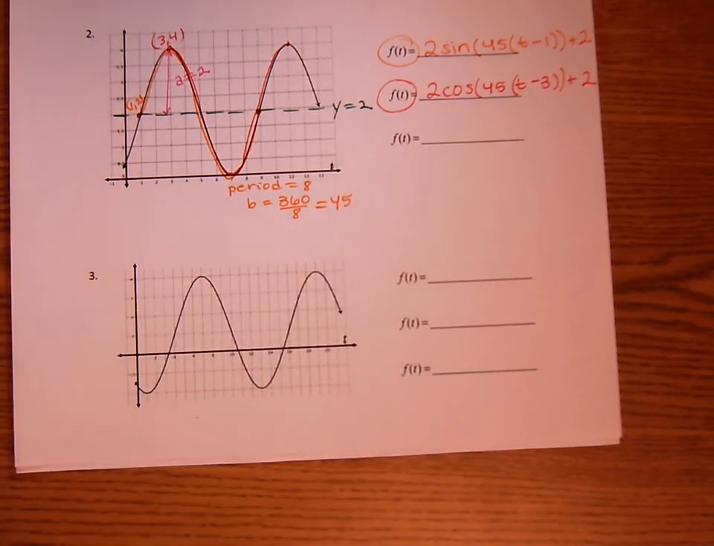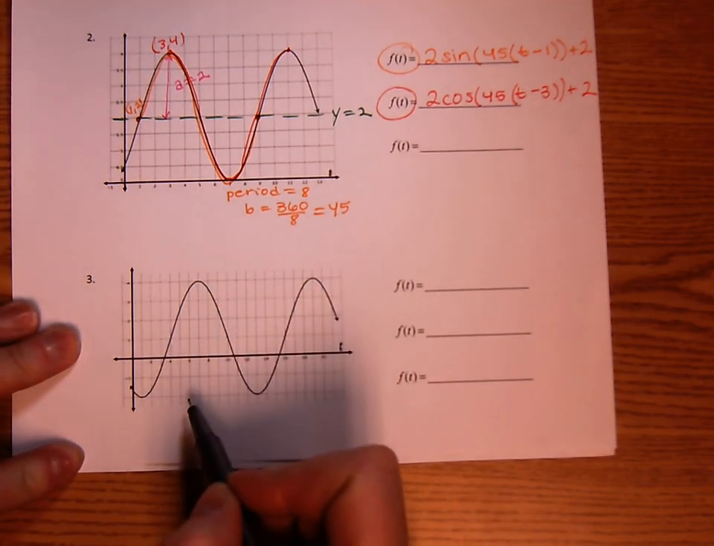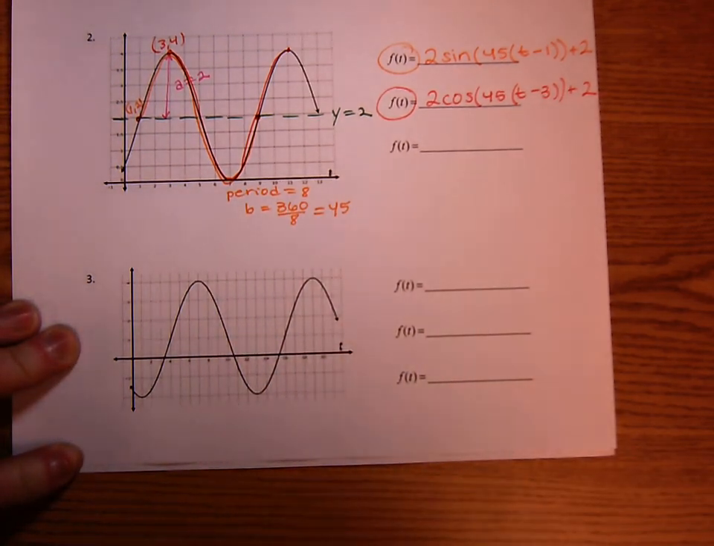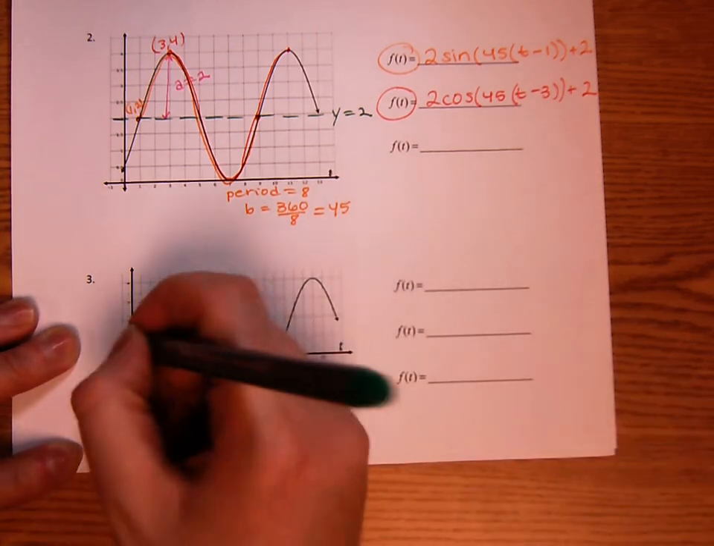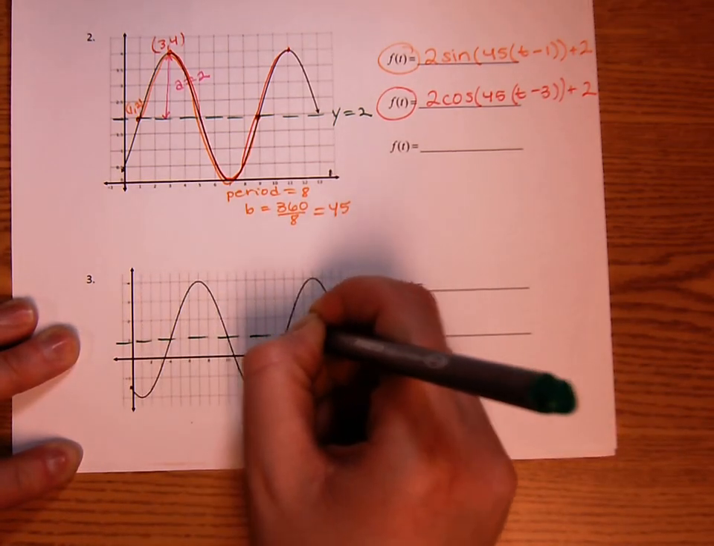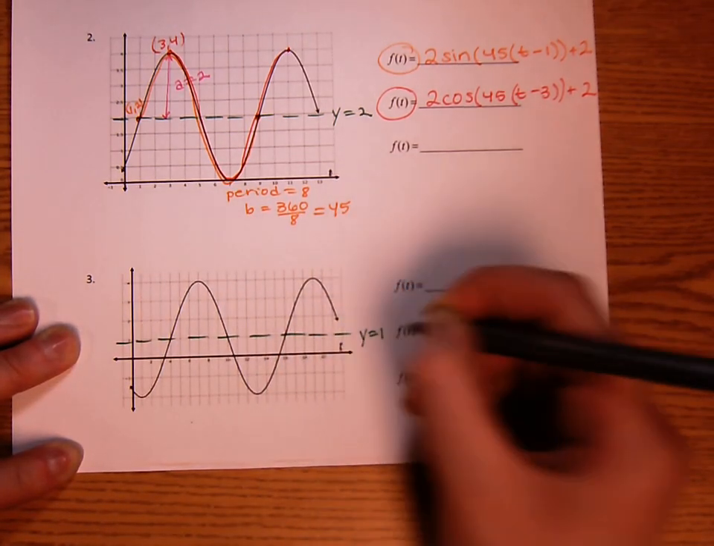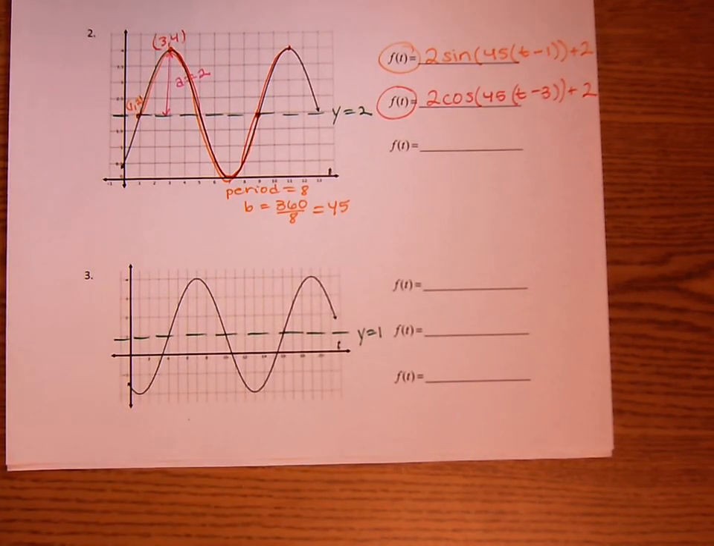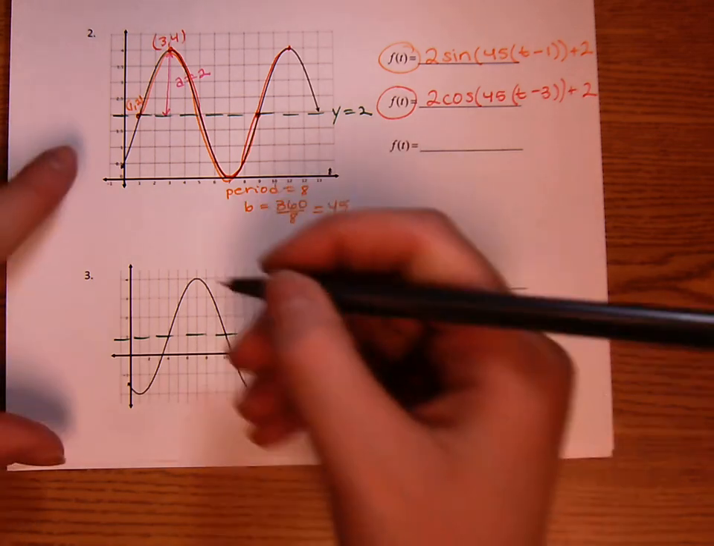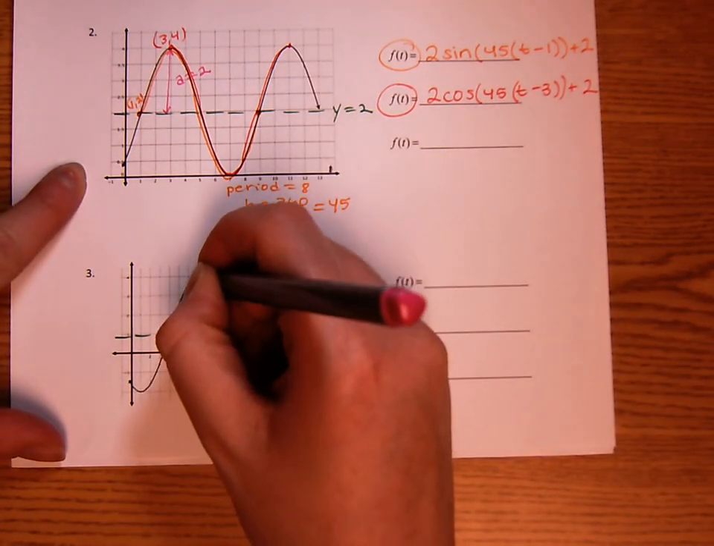Number 3, if we identify our center line, our maximum's at 4, our minimum looks like it's at negative 2, so that would mean that our center line would be at 1. So we have a vertical shift up 1 unit. Our A value going from positive 1 up to positive 4 is a distance of 3 units.